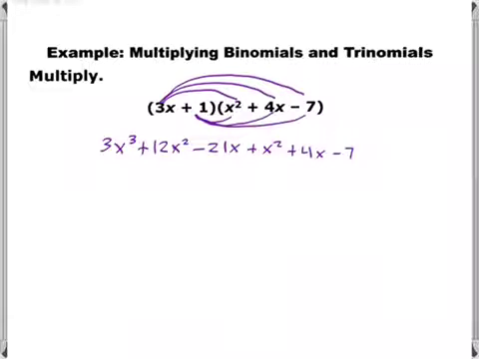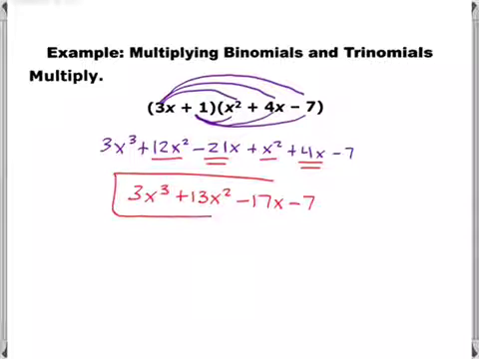Now I'll just combine like terms. I only have one x cubed, so I keep 3x cubed alone. I've got 12x squared, and then a 1x squared, which becomes 13x squared. I've got negative 21x and a positive 4x, which gives me, in this case, negative 17x. And then I've got the 1 minus 7, so I tack that on at the end. And so after combining like terms, my final answer: 3x cubed plus 13x squared minus 17x minus 7.